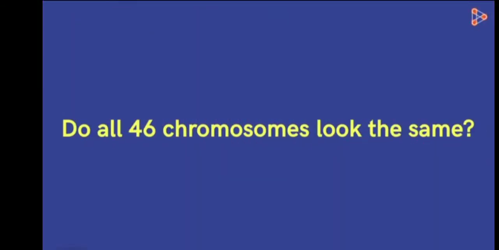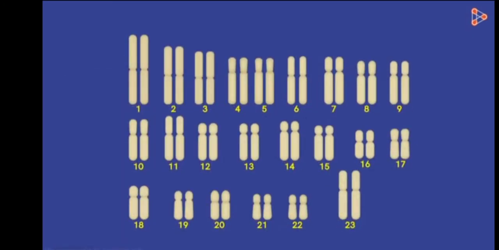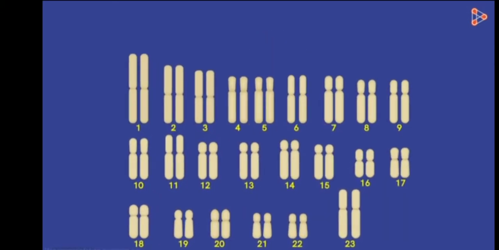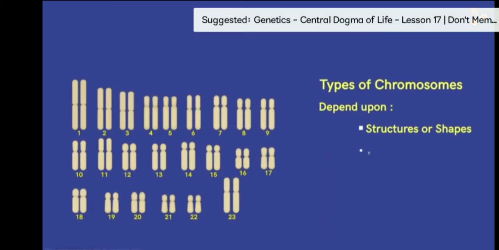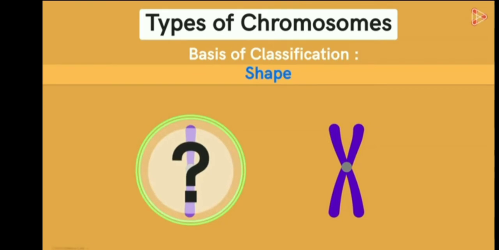Now, all the chromosomes which are present in the genome, are they the same? There is a classification on the basis of chromosome shape. Types of chromosomes depend upon the structure or shape. So, on the basis of shape, chromosomes can be divided further.